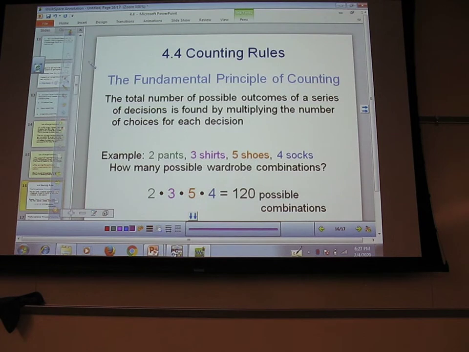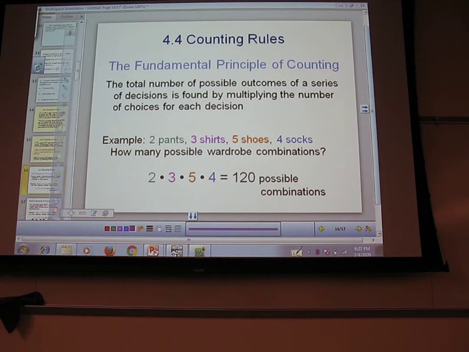So, let's get a reader. Jacob, go ahead. The total number of possible outcomes of a series of decisions found by multiplying the number of choices for each decision. Example, 2 pens, 3 shirts, 5 shoes, 4 socks. How many possible wardrobe combinations? Good. 2 times 3 times 5 times 4 is possible.